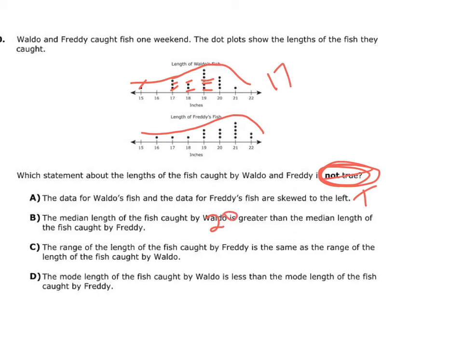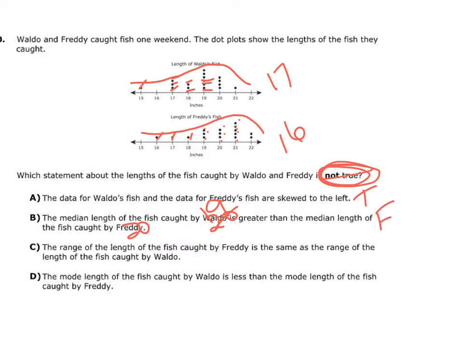And then let's look at Freddy's. So 1, 2, 3, 4, 5, 6, 7, 8, 9, 10, 11, 12, 13, 14, 15, 16. So the number between 8 and 9. So 1, 2, 3, 4, 5, 6, 7, 8. So the median for Freddy's fish is, I believe, 19. Okay, so now that we have the median for both of them, 19 is not greater than 20, so that means this is false.